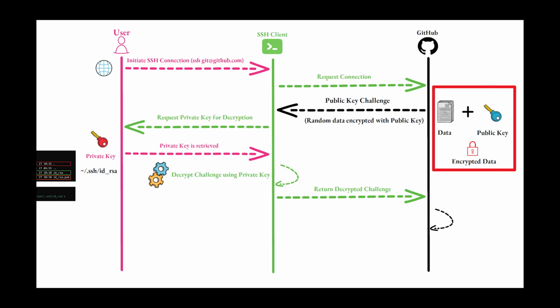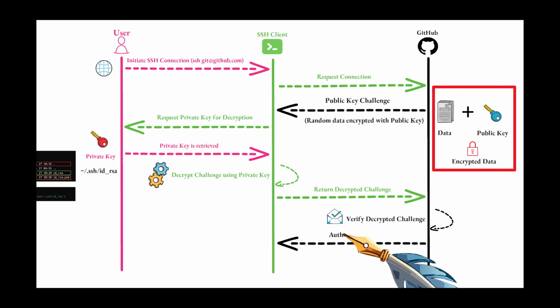Upon receiving the decrypted data, GitHub verifies it against the original random data it sent. If the decrypted data matches the original, GitHub confirms that the SSH client has the correct private key and thus the user is authenticated. Once the verification is successful, GitHub sends an authentication success message to the SSH client. This message indicates that the user has been successfully authenticated and that the secure connection has been approved.